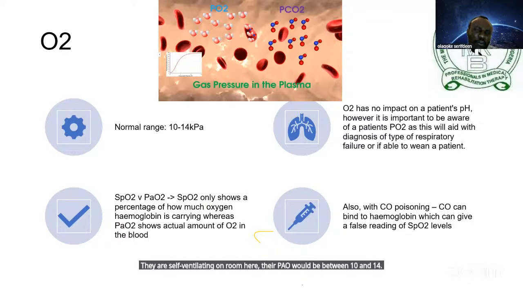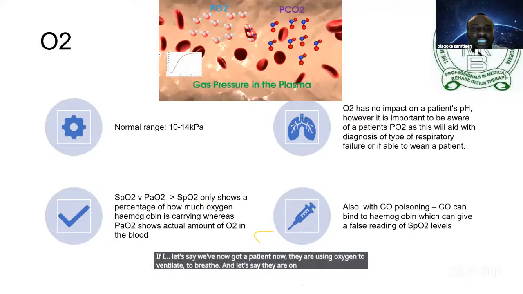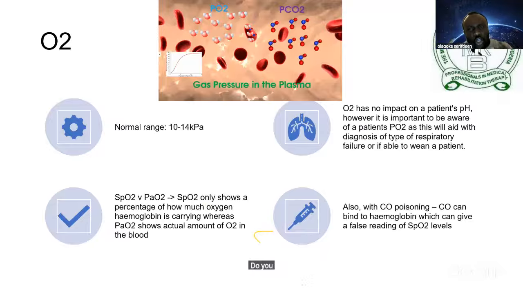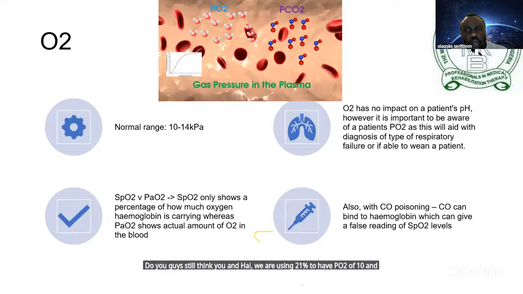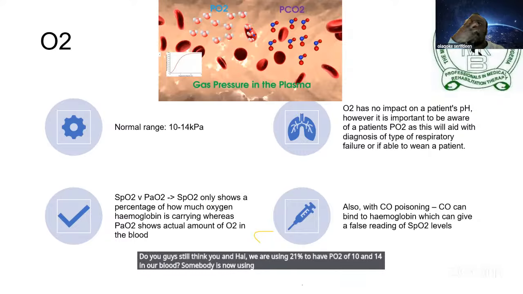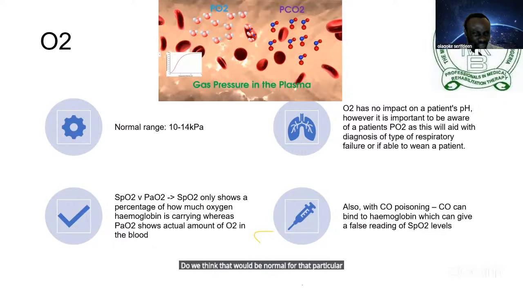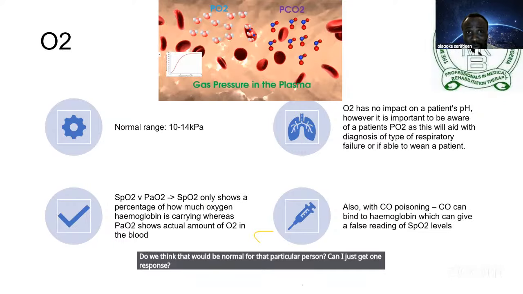Which means, one thing before I leave this place, let's say we've now got a patient who is using oxygen to ventilate, to breathe. And let's say they are on 35% oxygen. Do you still think that you and I, who are using 21% to have a PO2 of 10 to 14 in our blood, Somebody is now using 35%. Let's say the PO2 of that person is 12. Do we think that would be normal for that particular person? Can I just get one response? Do we think that would be normal?